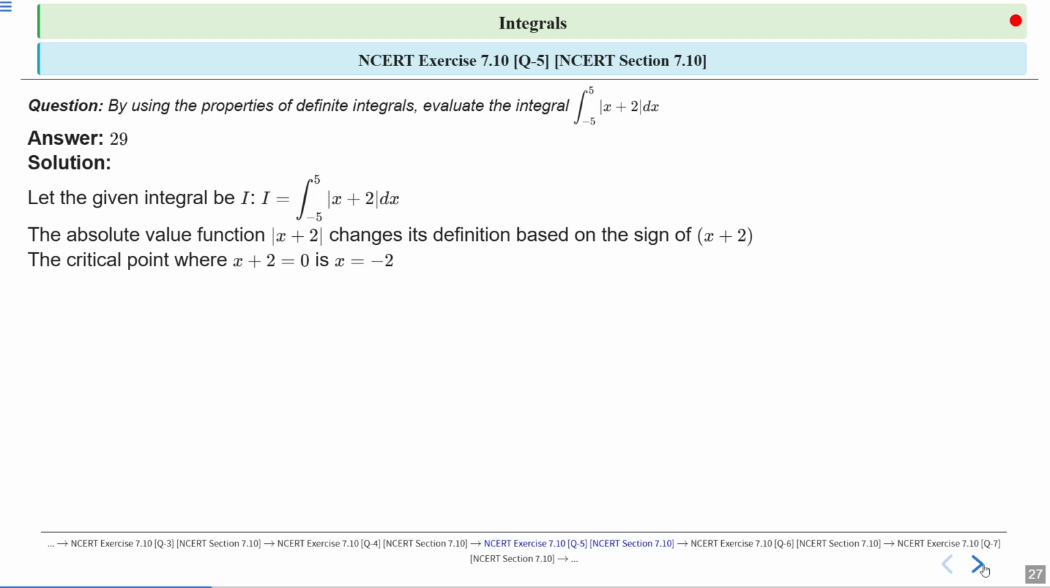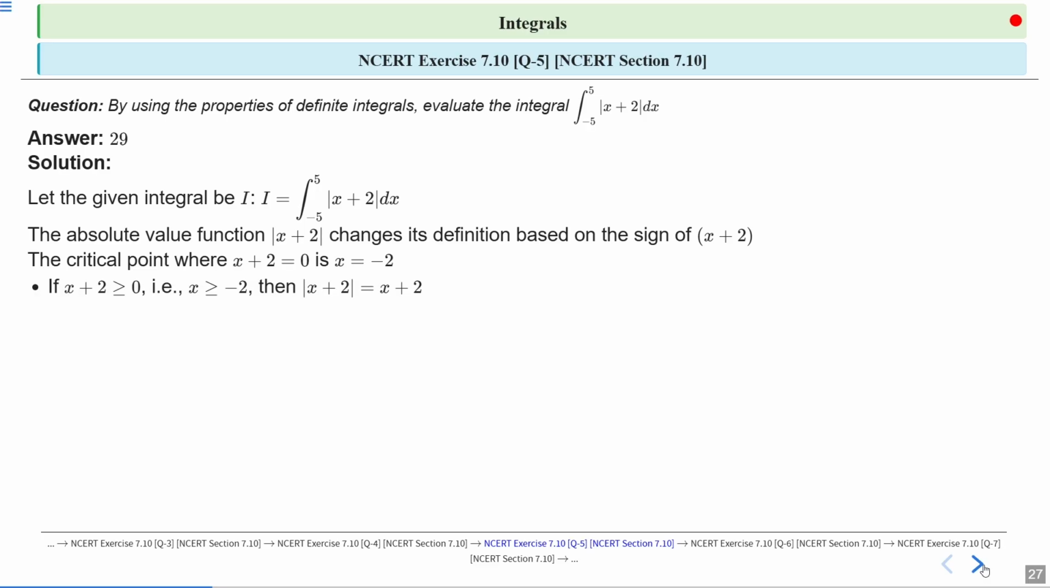For example, in this question, to find the critical point we just take x plus 2 is equal to 0. So x is equal to minus 2, so minus 2 is a critical point. It means that from minus 5 to minus 2 the sign is the same, and then from minus 2 to 5 the sign is changed, because to change the sign, the function x plus 2 needs to cross the x-axis, and the critical points are the points where the function value x plus 2 is 0, and at that point the function changes its sign.